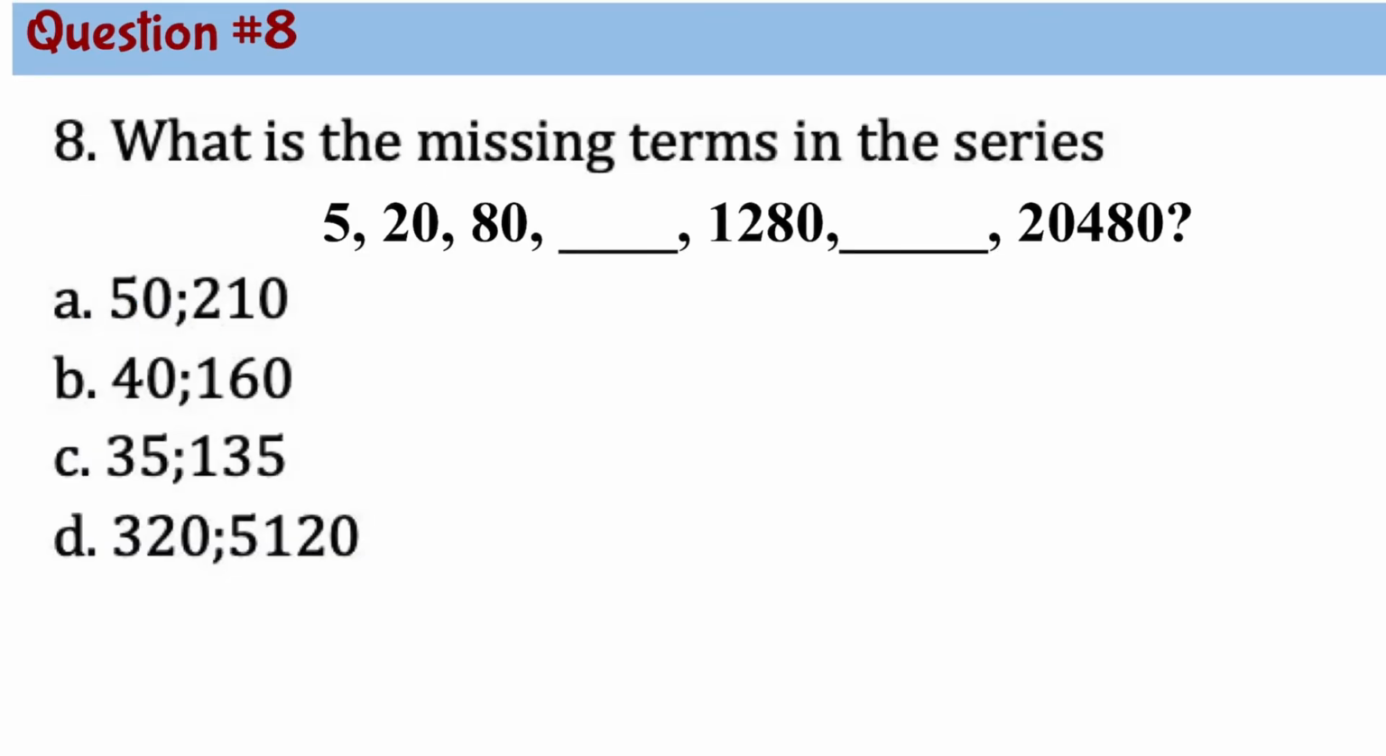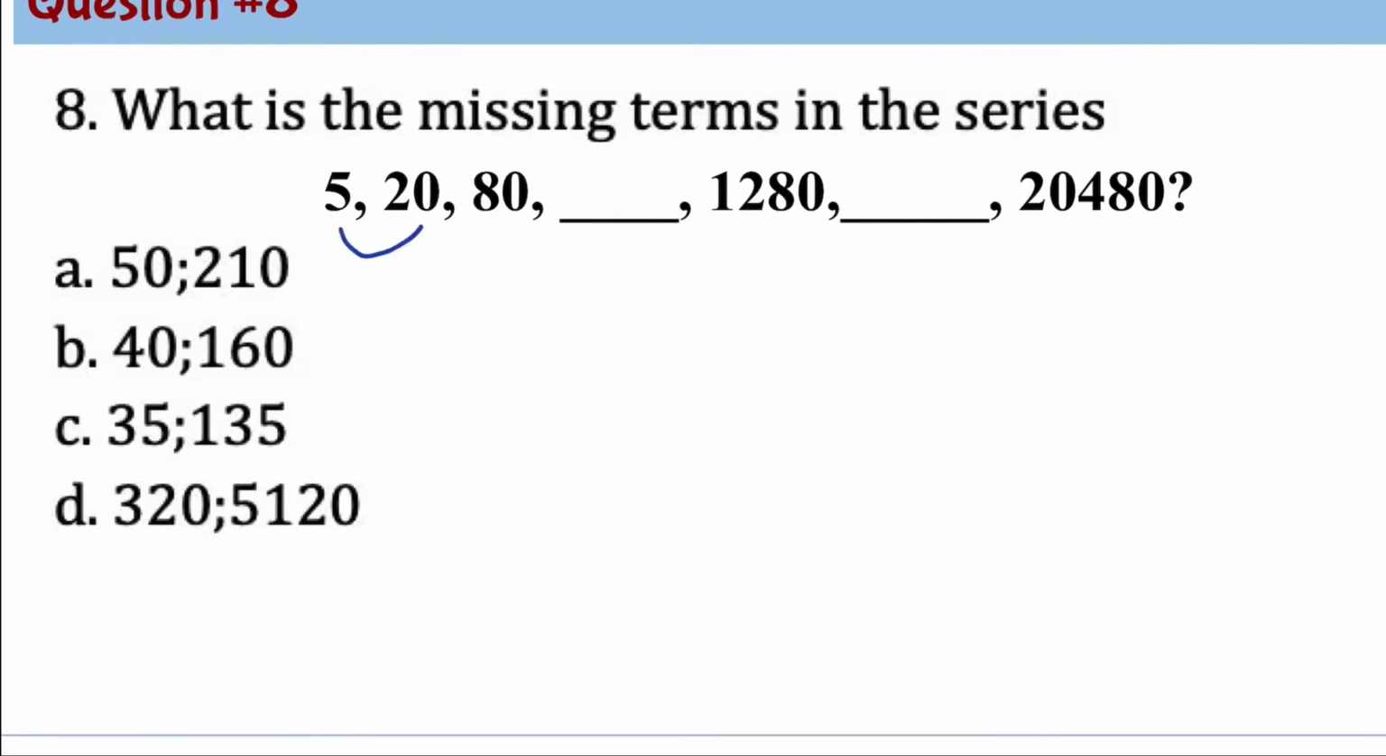Question number 8. What is the missing term in the series 5, 20, 80, and so on? So in dealing with this type of question, you need to look for patterns. Let's take a look at the first and second term. 5 becomes 20. 20 becomes 80. What do you think is the pattern? Multiplying by 4, right? Because 5 times 4 is 20. 20 times 4 is 80. And if you continue the pattern, 80 times 4 will give you 320.